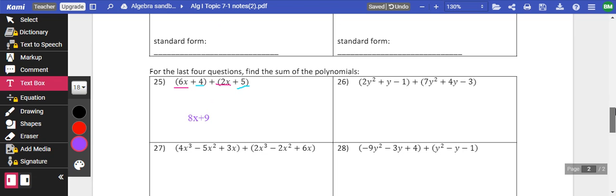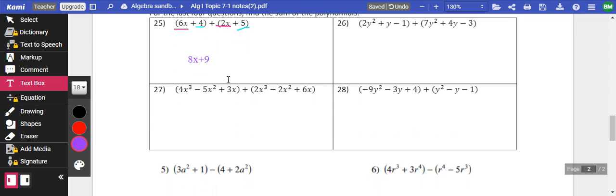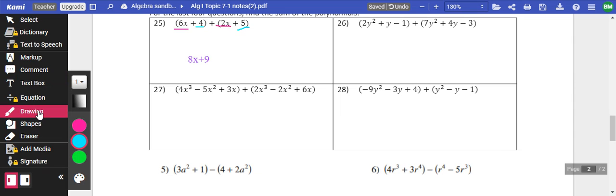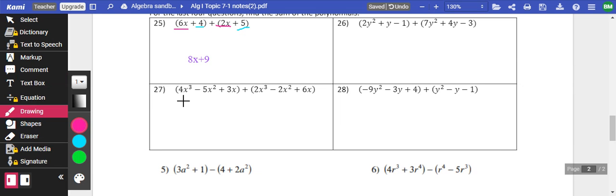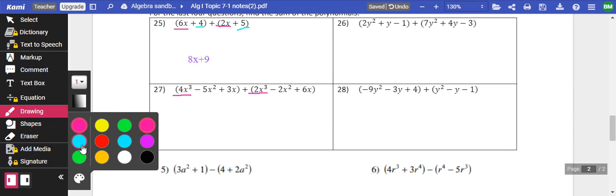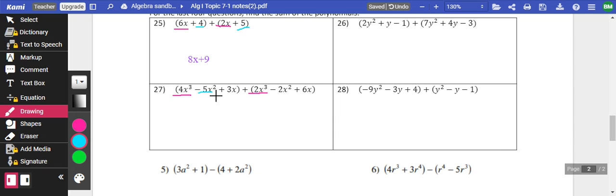Now I'm going to go look at number 27. So I'm going to do this one just slightly differently. I'm going to go through and put a color next to the ones that are alike and then do it all at the same time. This has x to the third power. This has x to the third power. Those two are going to go together. This is to the second power and this is to the second power. So that's going to go together. I'm going to be careful of my signs.